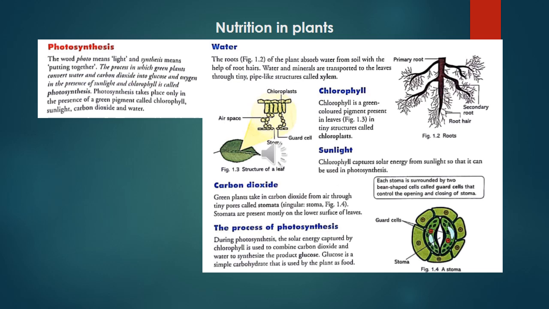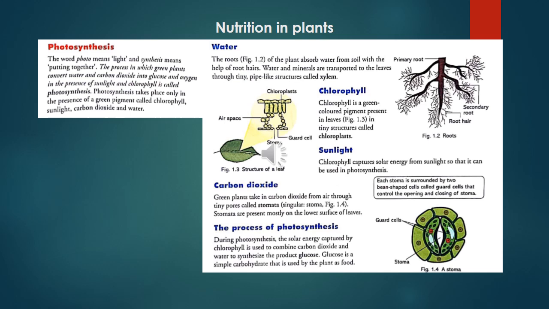You can see figure 1.4. This is the diagram of stomata, and a stoma is surrounded by two bean-shaped cells. You can see here in figure 1.4, and these two bean-shaped cells are called guard cells. They control the opening and closing of the stoma.